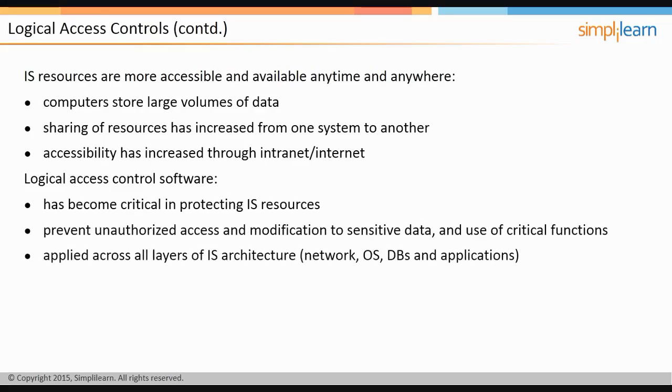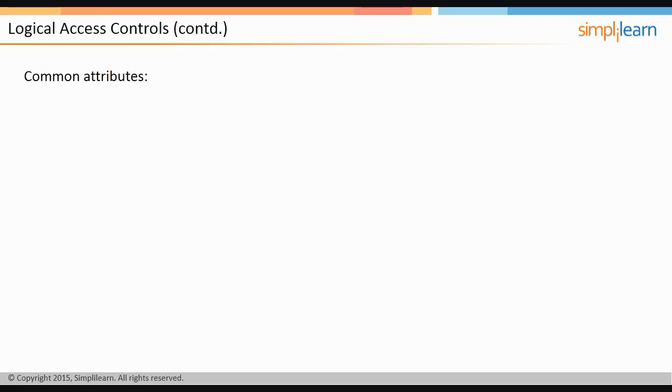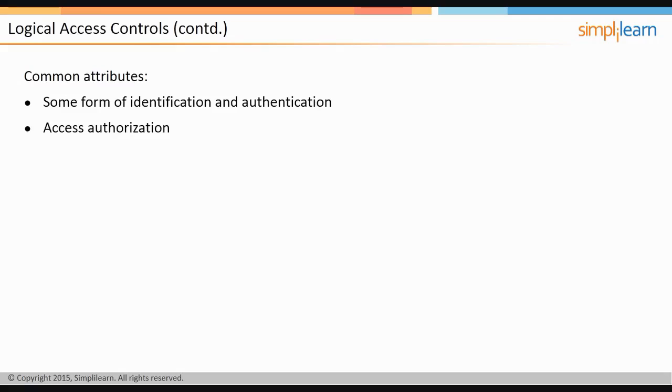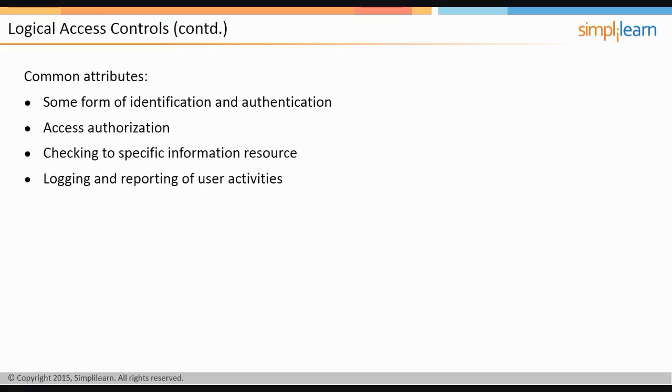It is applied across all layers of IS architecture: network, OS, DBs, and applications. Common attributes of this software are that it has some form of identification and authentication and provides access authorization. It also checks specific information resources and provides logs and reporting of user activities.